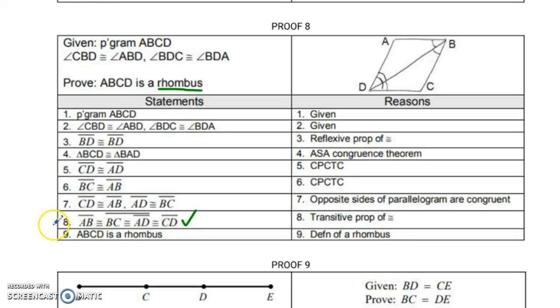That's here. Once we prove that all sides are congruent to each other, it's basically a rhombus. We haven't proved that this is a square or not a square, and that's irrelevant because as long as we prove that it's a rhombus, we're good to go.